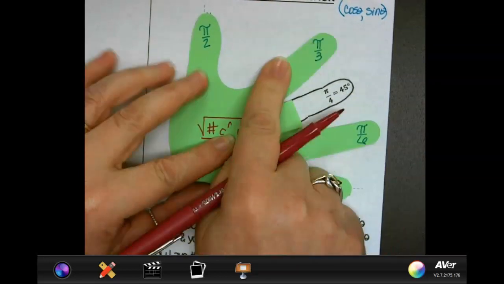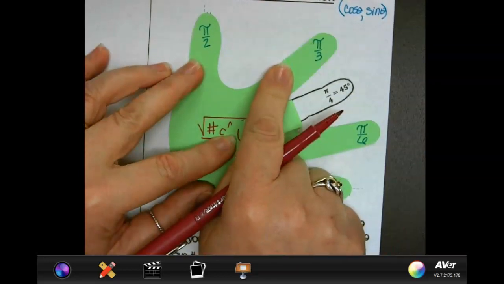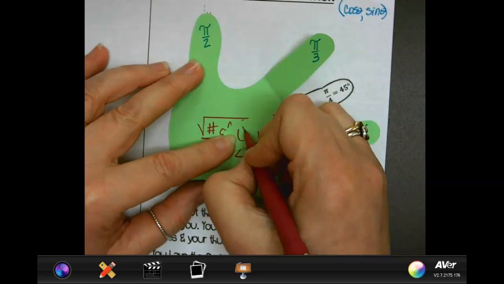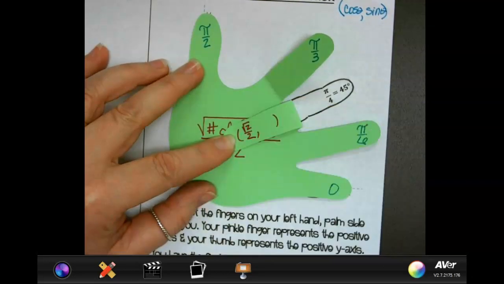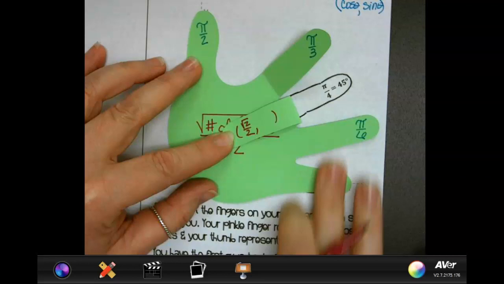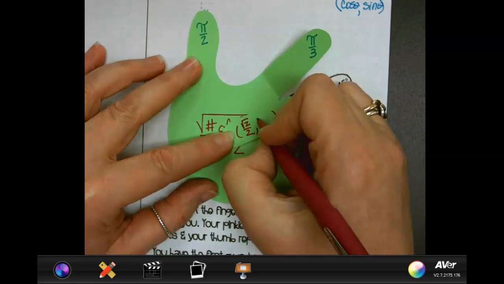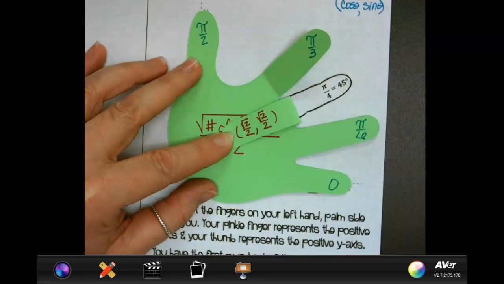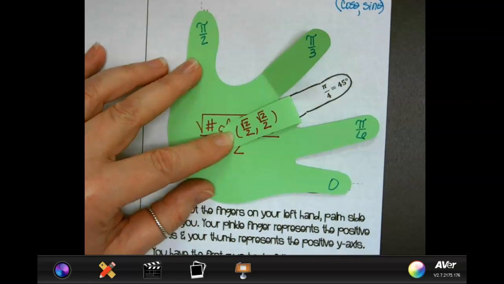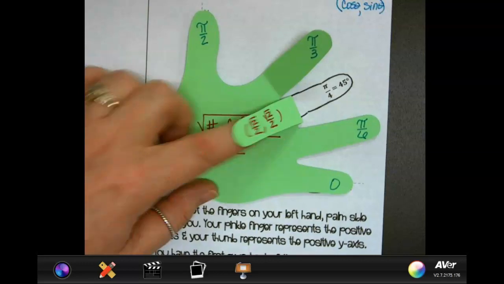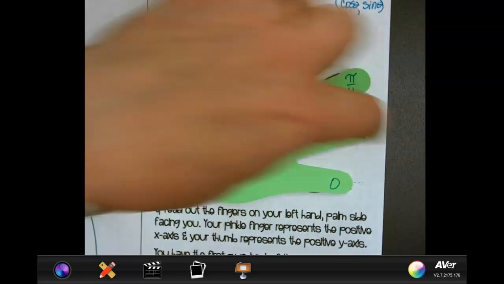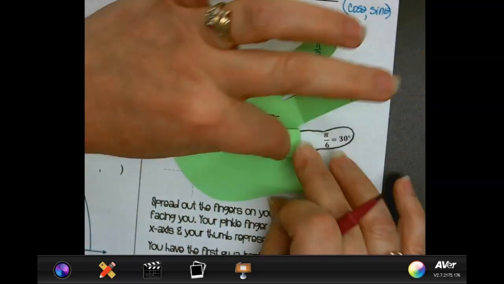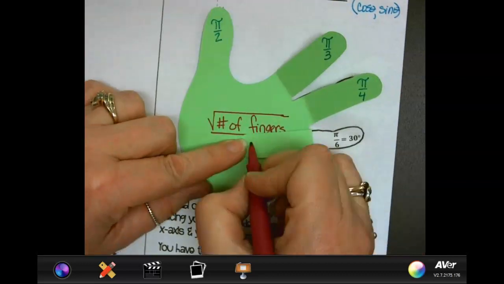To the left of pi fourths, I have 2 fingers. So that means the x value is the square root of 2 over 2. To the right, I have 2 fingers, which means the y value is the square root of 2 over 2. Okay? Then we fold that back. Then we take pi sixths. That's your ring finger. We're going to fold it back.